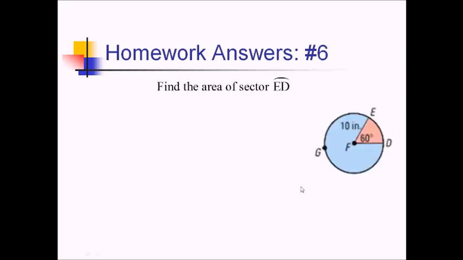For number 6, we want to find the area of sector ED, so that's this red sector here. So for that, we will need the whole area of the circle, and then we'll set up a proportion with the 60-degree angle they gave us. So we'll do pi r squared for area, and then that's going to be pi times the radius 10 squared, so 100 pi. So we can then say that the sector we're looking for over 100 pi equals 60 over 360. If we multiply by 100 pi, we can isolate that area.